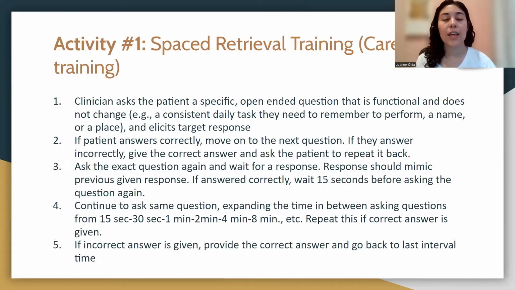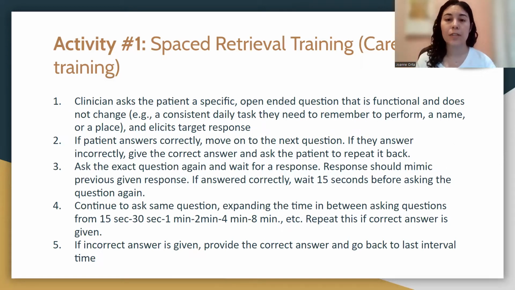Now, the first activity that we can focus on is spaced retrieval training. This specific activity can be done in a clinic, but also can be used with caregivers after some caregiver training is provided by the clinician.